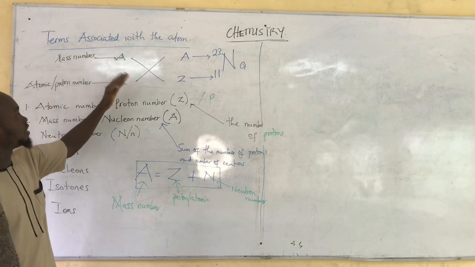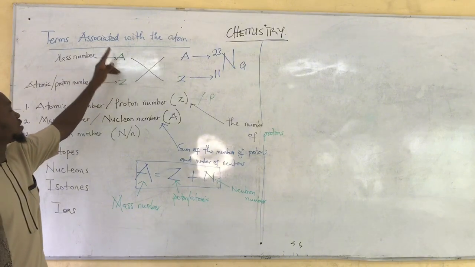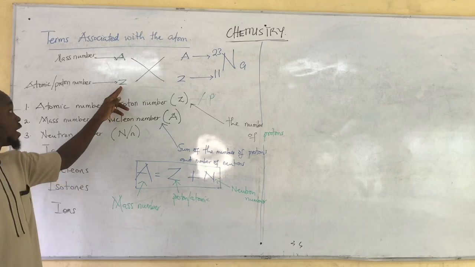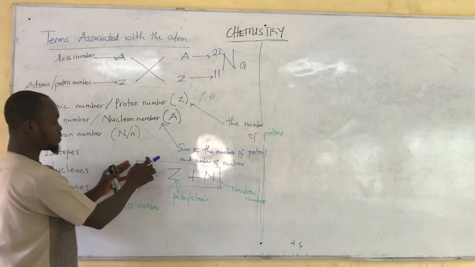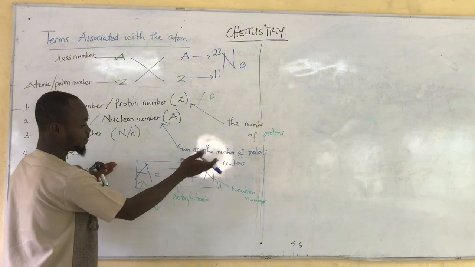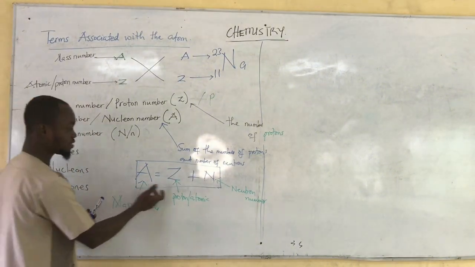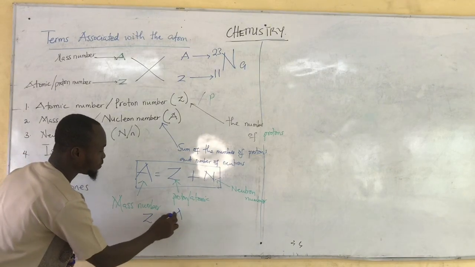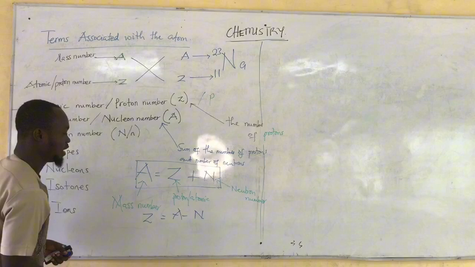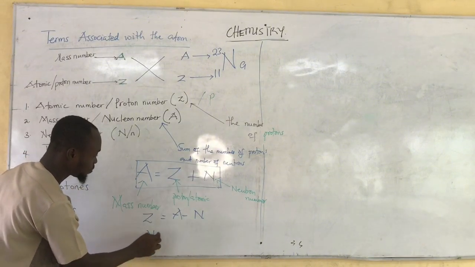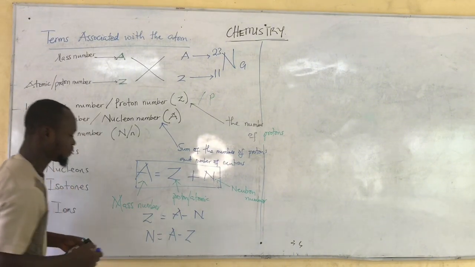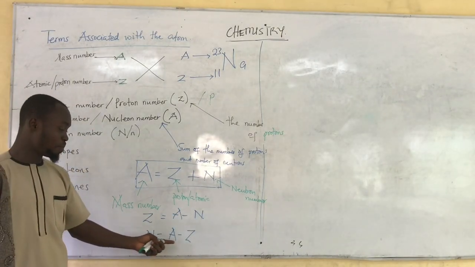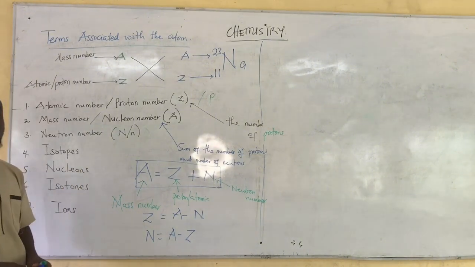So with the illustration here, X is the element, A, the superscript, represents the mass number, and Z represents the proton or the atomic number. To calculate the mass number, it is simply the number of protons plus the number of neutrons. From this relation, we can make each of them the subject. Making Z the subject, Z is equal to A minus N. And making the number of neutrons the subject, N is equal to A minus Z. So the number of protons is equal to the mass number minus the neutron number, and the neutron number is equal to the mass number minus the proton or atomic number.